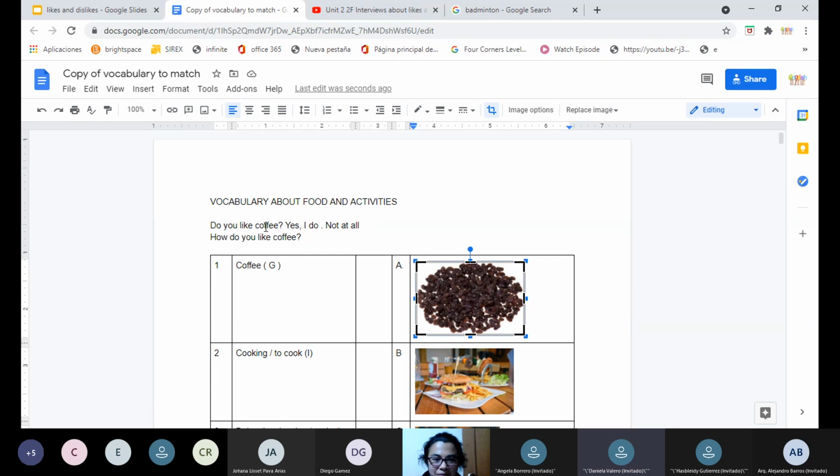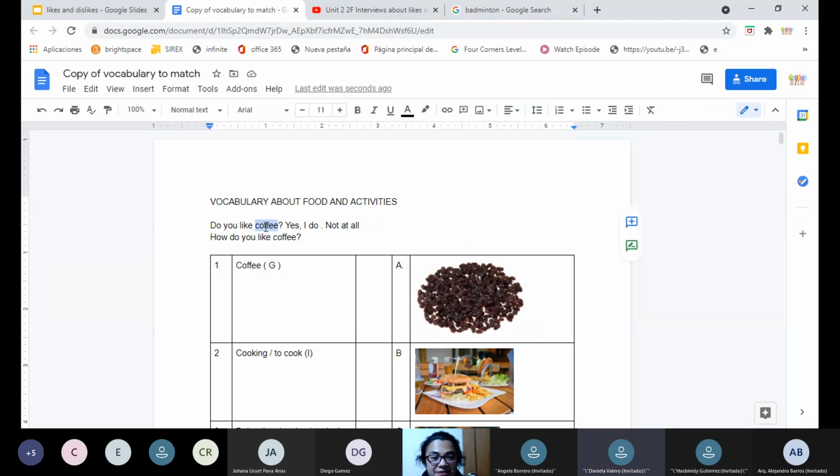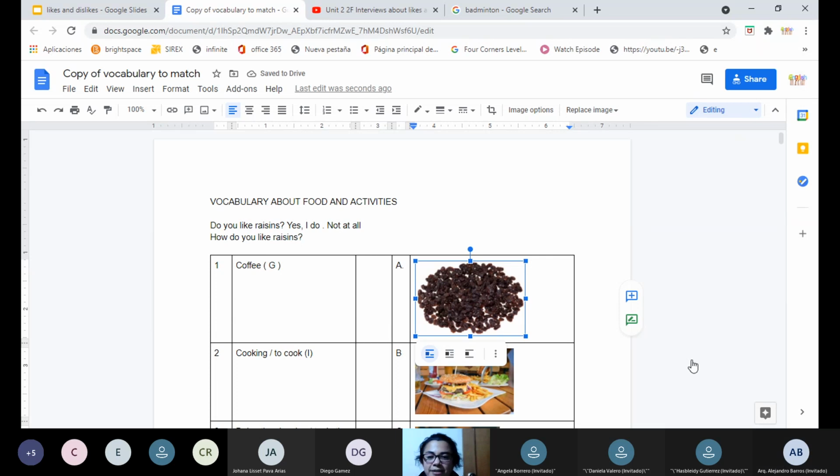Do you like raisins? Okay, all right. How do you like raisins? I would like to hear from you. I know that raisins divide opinions, okay? Please raise your hands and tell me what your opinion about raisins is. How do you like raisins?